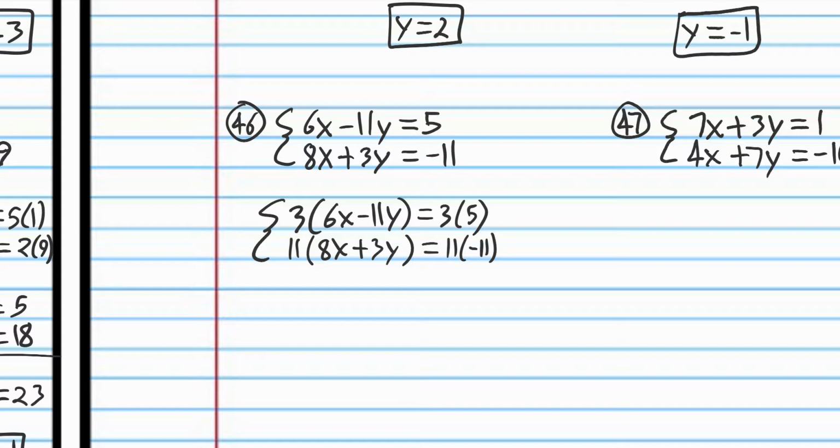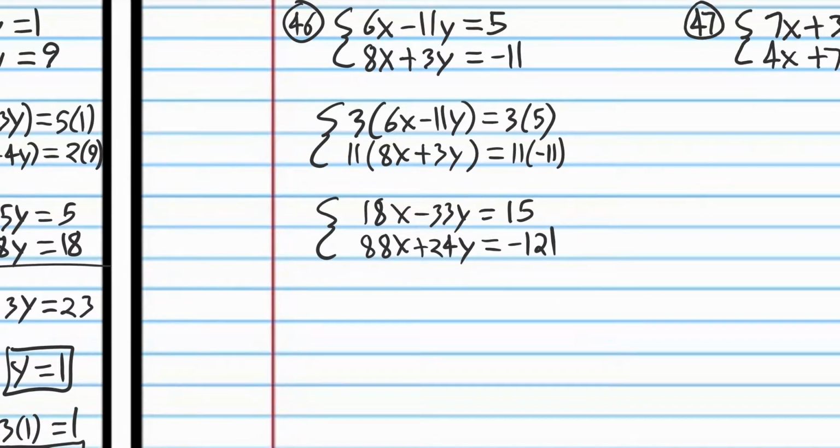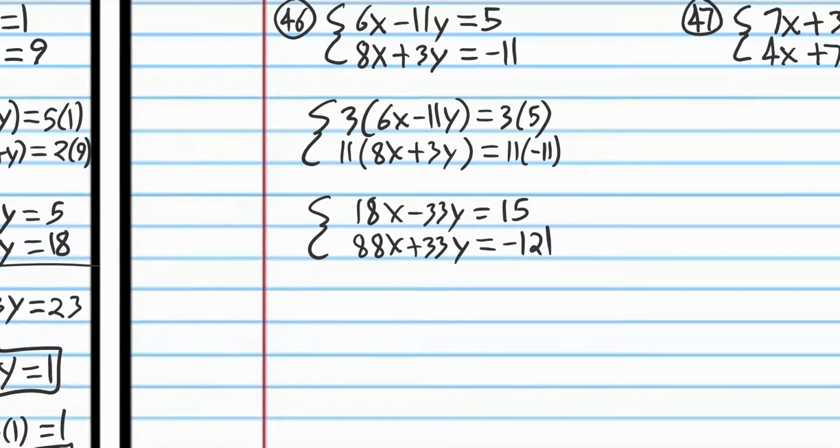All right, and use distribution. Getting some big numbers here. You can get out your calculator if you don't want to do 11 times 11. All right. What in the world? How did I get 24? How did that happen? I'm sorry. That should be 33. Everything looks right now.